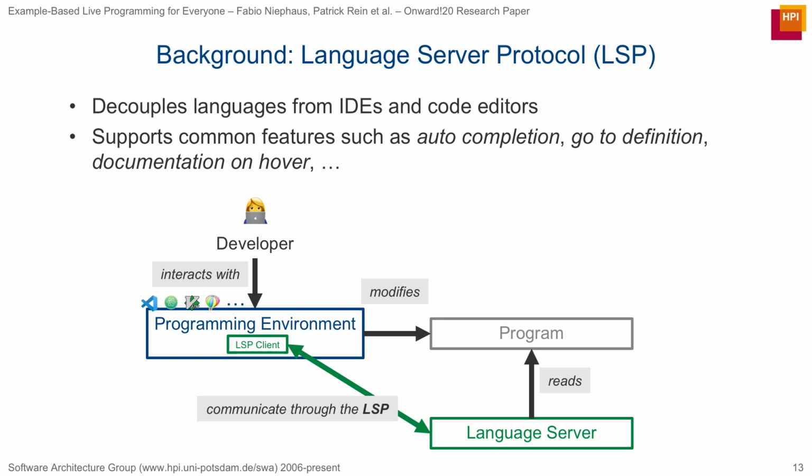When the developer, for instance, triggers autocompletion, the LSP client of the programming environment can request suggestions for autocompletion from the language server. The language server then reads your program and performs static or dynamic analysis or both and responds to the programming environment. And that way, we can decouple a programming environment from a specific language.